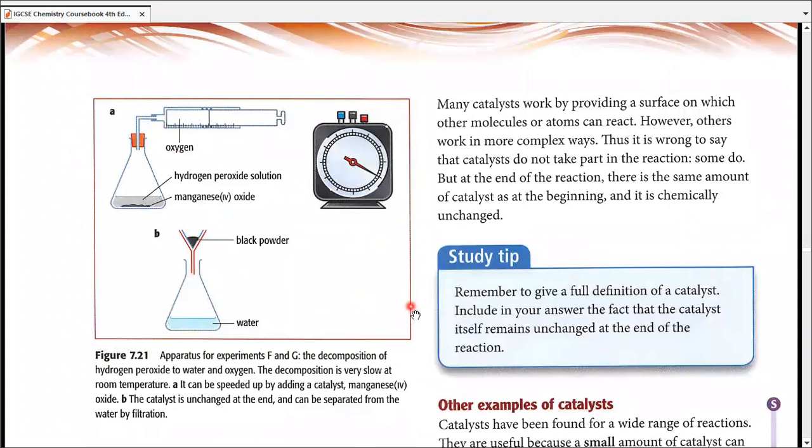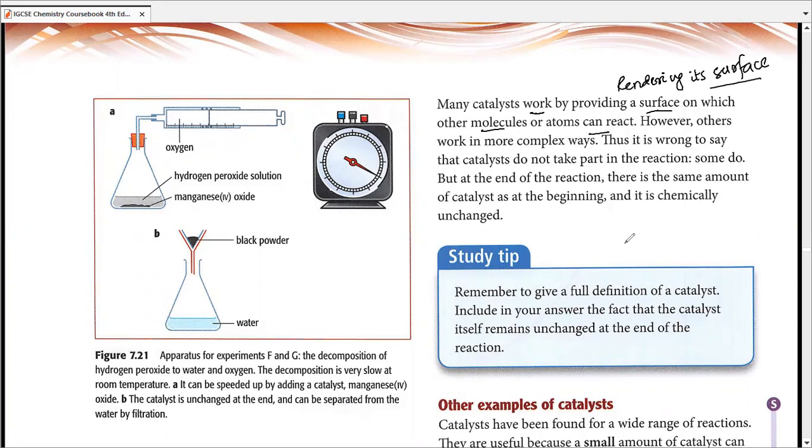Now, apart from that, a couple more important things. Many catalysts work by providing a surface for other molecules or atoms to react. This is commonly known as rendering its surface. It's exactly similar to what happens when frying an egg on a frying pan. In our breakfast, we commonly have a fried egg. How do we fry that egg? We usually don't throw the egg into the fire. That would actually burn it.